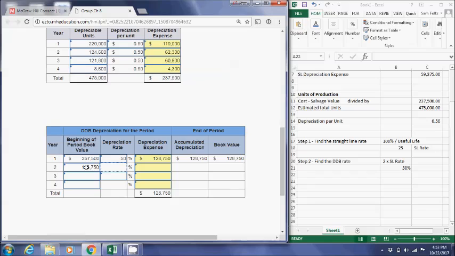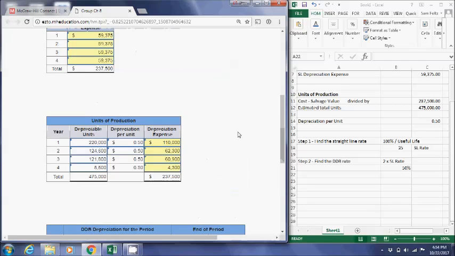128,750. Again, we're going to end up using a depreciation rate of 50%. That doesn't change. So we should have a depreciation expense of 64,375. That brings us to a new book value. We bring that as our beginning, 64,375. Again, we're going to go with 50%, and that's going to give us a depreciation expense of 32,188 if we round it.